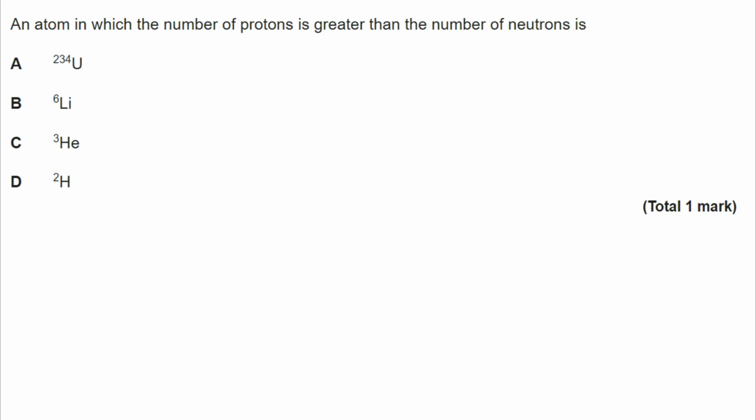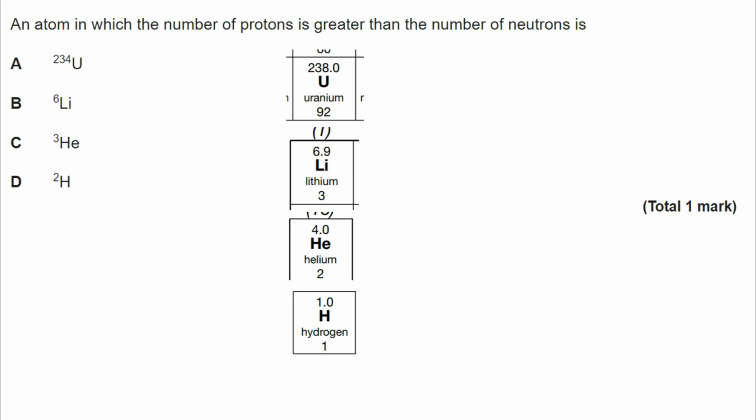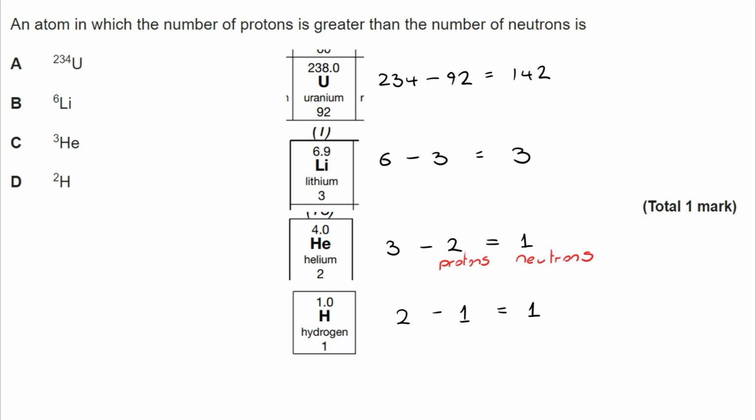There is some maths involved on this question, and you should be using the periodic table. I've taken the relevant atoms and put those on here so we can actually do the maths with the numbers directly. So, uranium, mass number 234, atomic number 92, would have 142 neutrons. When I do the same with lithium, 6 take away 3 is 3, helium, 3 take away 2 is 1, and hydrogen, 2 take away 1 is 1. There is only one example here where the number of protons, the atomic number, is bigger than the number of neutrons. Correct answer is C.